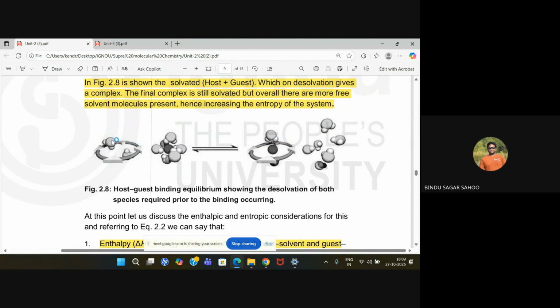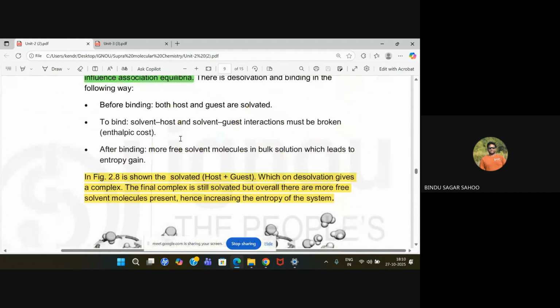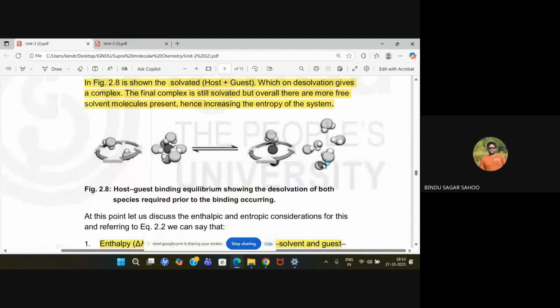So this host molecule is initially solvated. This is called the solvated host molecule. And this part we can say is the solvated guest molecule. The inner dark circle is the guest molecule, and these are the solvent molecules. So you can see here, this is a solvated guest molecule. When both the solvated host and solvated guest combine, they will form a structure like that.